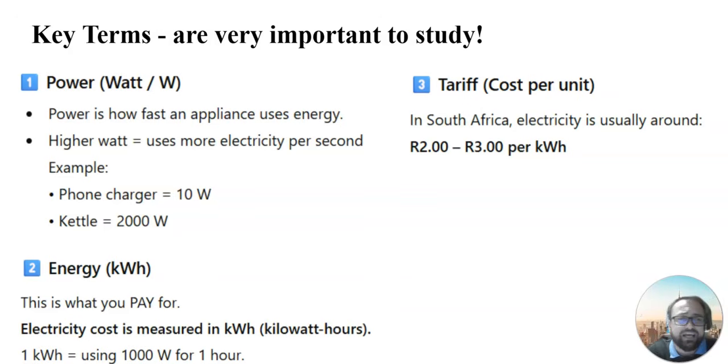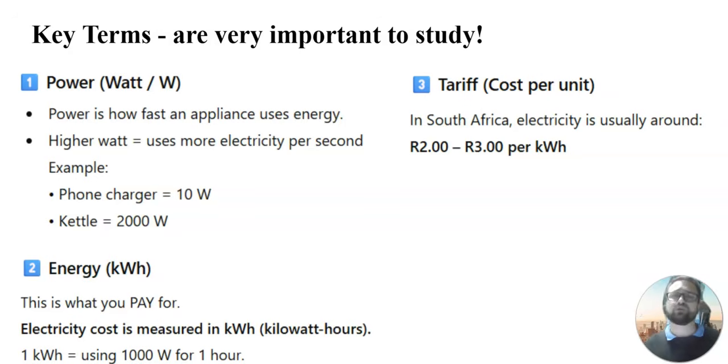Then we're going to look at energy, in kilowatt hours. This is what you pay for. So electricity cost is measured in kilowatt hours, and 1 kilowatt hour equals using 1000 watts for 1 hour. So you have to bear that in mind. If you don't understand these concepts, just go and read it over again until you have an idea, and then we'll continue with the lesson.